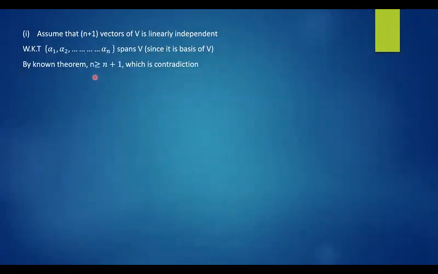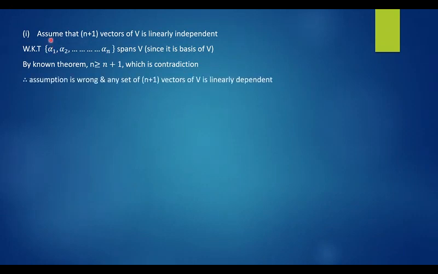So here we wrote n is greater than or equal to n plus 1. But this is not possible, right? This is a contradiction. n should always be less than n plus 1, but we are getting n greater than or equal to n plus 1, so it is a contradiction. So what we have assumed is wrong. That means the assumption that n plus 1 vectors are linearly independent is wrong. So any set of n plus 1 vectors of V is always linearly dependent.